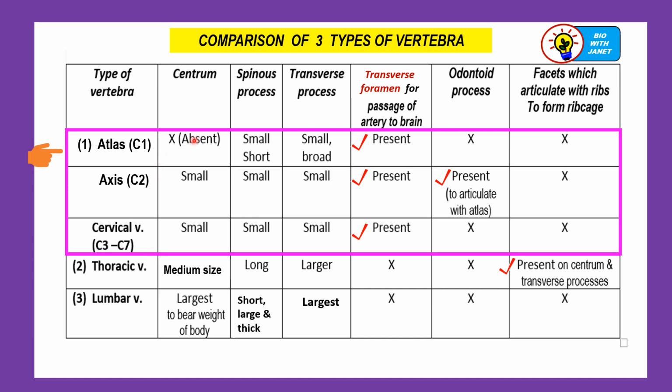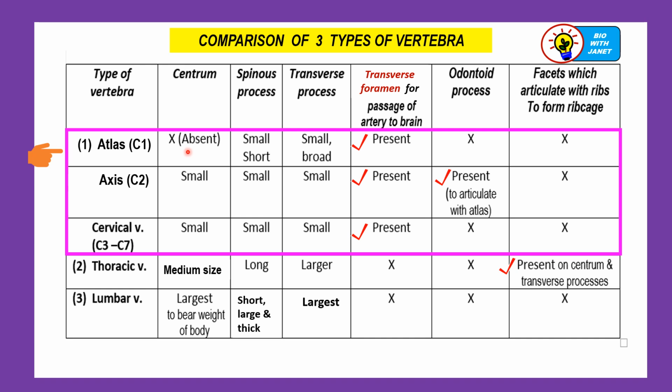Now for each vertebra we're going to compare the centrum, spinous process, transverse process, and other characteristics of the vertebra. For cervical vertebrae, all of them have this transverse foramen, which is a hole in the transverse process for the artery to pass through to the brain. So the artery is protected by the vertebra because it passes through the hole, the transverse foramen in the vertebra. Now the atlas, C1, is the first cervical vertebra.